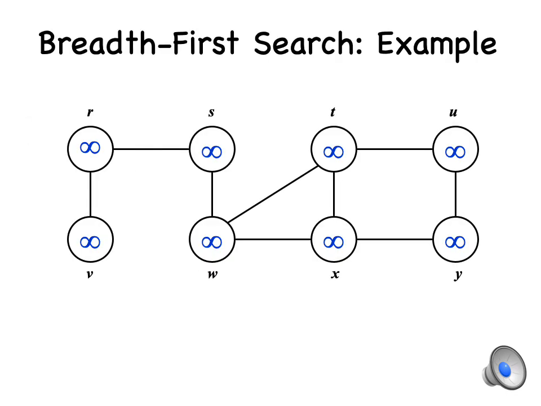Breadth first search, there is an example. In this example, there are 8 nodes named from R to Y: R, S, T, U, V, W, X, and Y. From this, it is very evident that R is adjacent to S as well as to V. S is adjacent to R, W. W is adjacent to S, T, and X.